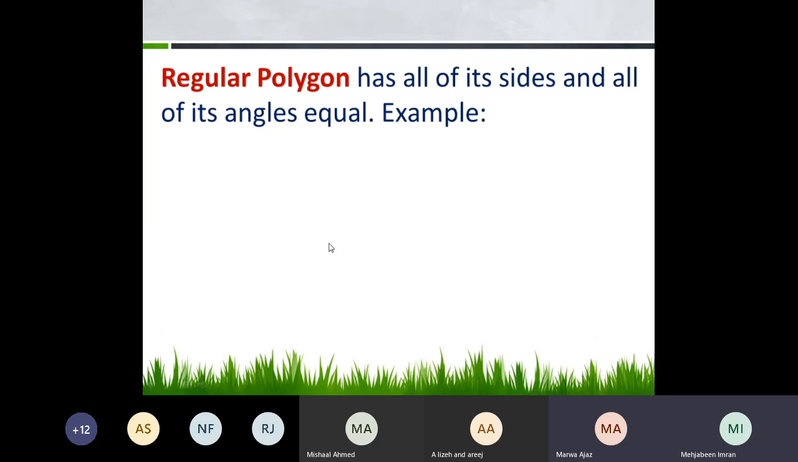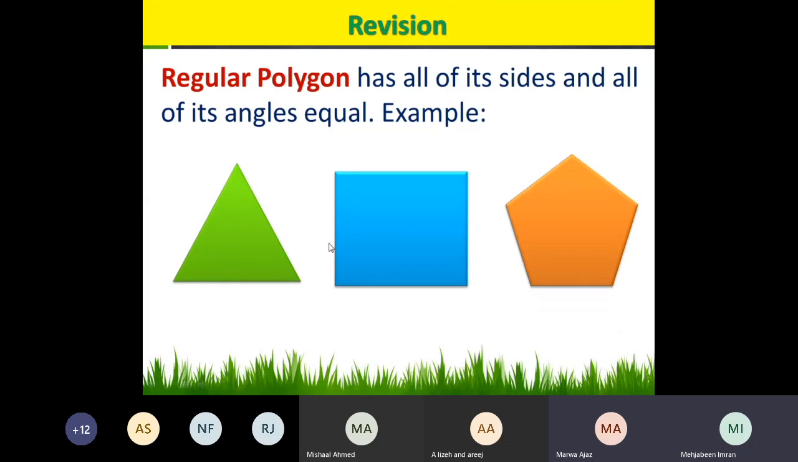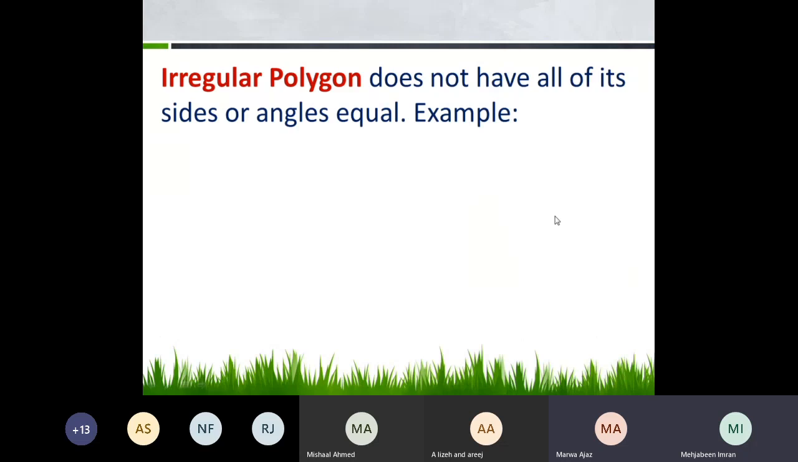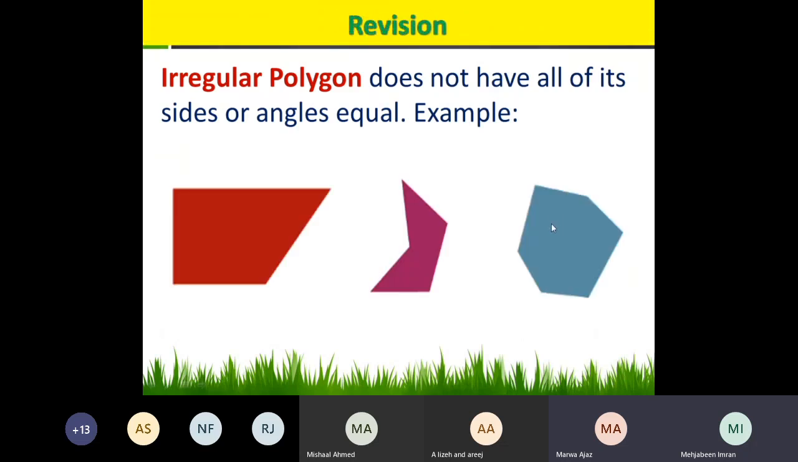Now we come to regular polygons. A regular polygon has all of its sides and angles equal. Regular and irregular polygons are the ones we are dealing with all the time as we do the exercises. Mostly it's regular or irregular. Examples are an equilateral triangle, a square, and a pentagon. An irregular polygon does not have all of its sides and angles equal. This is a trapezium, this is a pentagon, this is a hexagon, but they all do not have equal sides.